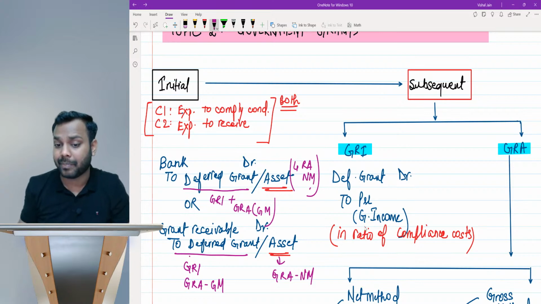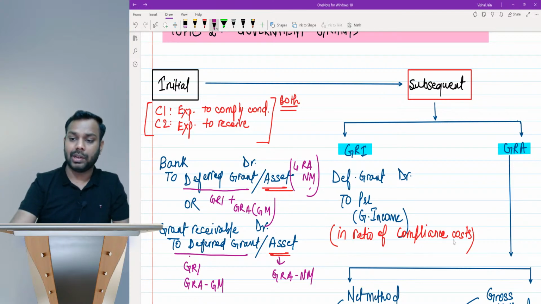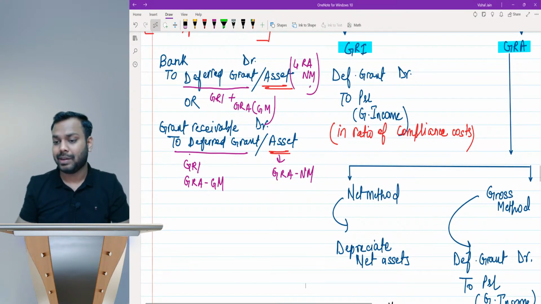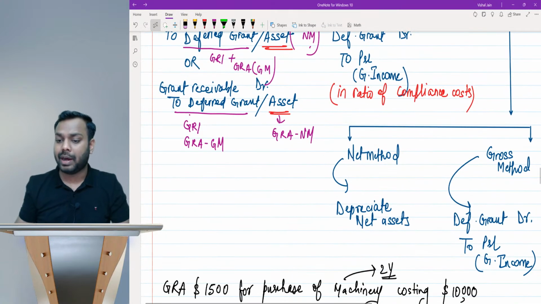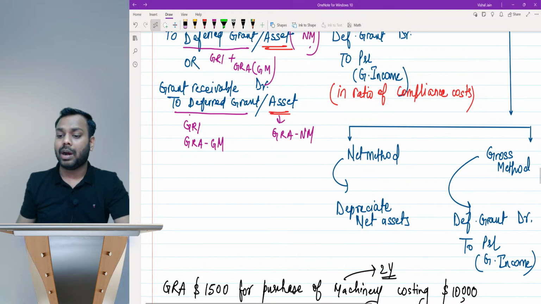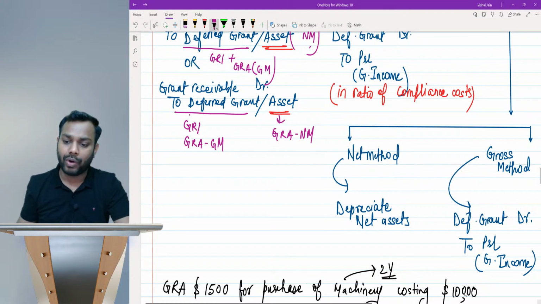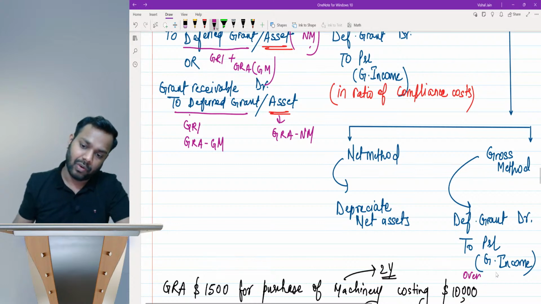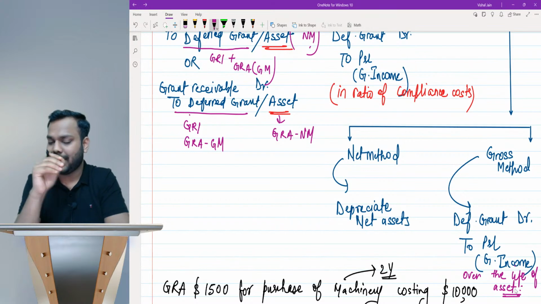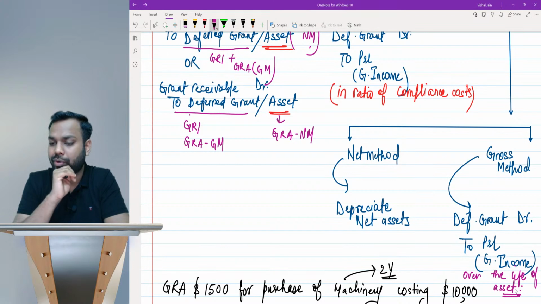Now, if it is grant related to income, we will reverse deferred grant and will continue recognizing it as grant income in the ratio of compliance costs. If it is grant related to assets and net method is used, we will just depreciate the net asset. If it is gross method, then we'll reverse the deferred grant and record it in grant income. How? Over the life of the asset. Is that clear, guys? The initial and subsequent accounting for grant.